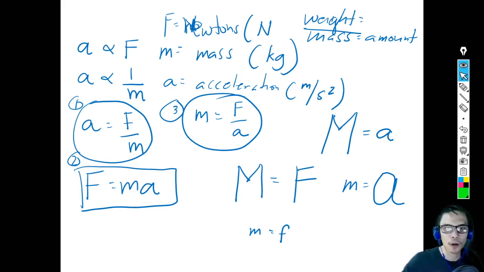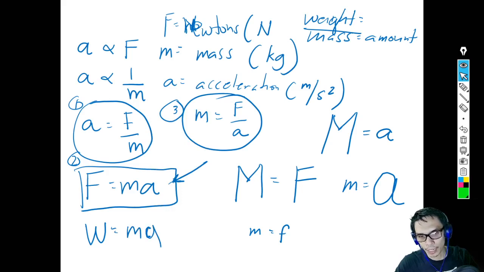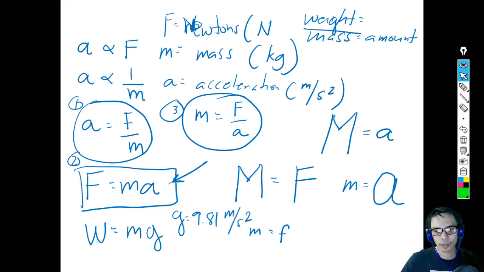If you take a look at this formula, we can use it for weight by replacing the acceleration with g. What is g? This is the acceleration due to gravity on Earth. Different planets have different accelerations due to gravity. On Earth we have 9.81 meters per second squared.